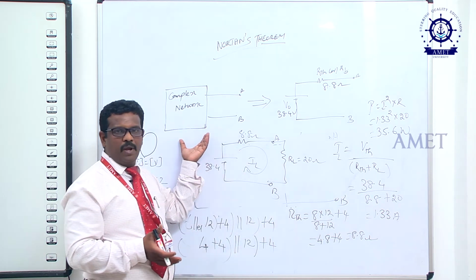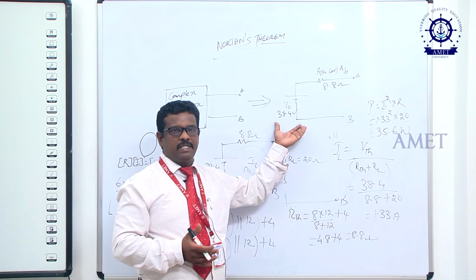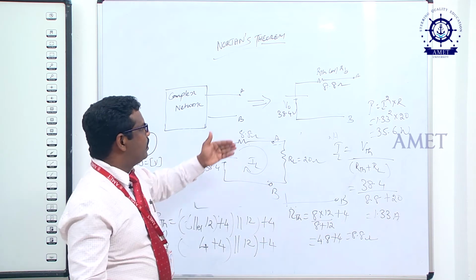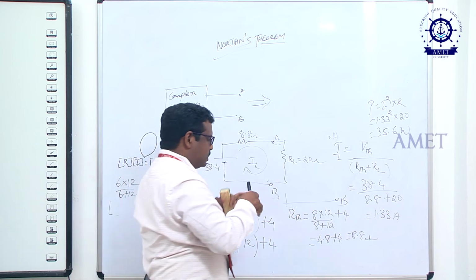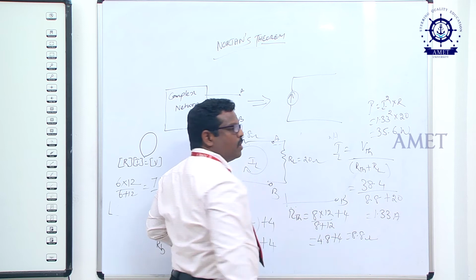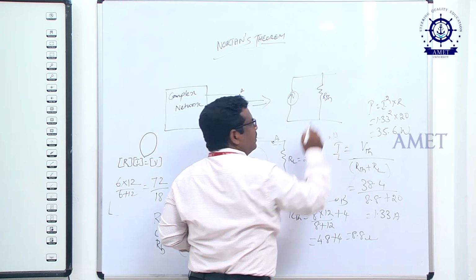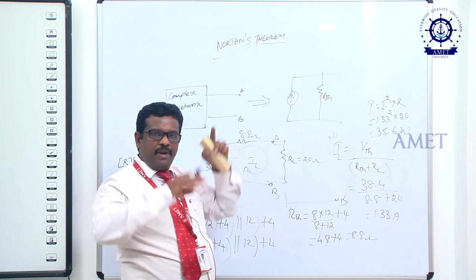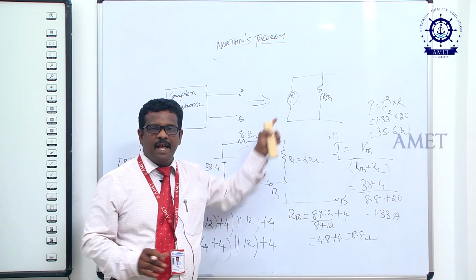A complex network can be reduced, in Thevenin's theorem, to one voltage source in series with a resistance. Similarly, here you are going to reduce it to one current source in parallel with the resistance. One current source in parallel with the resistance. In the previous Thevenin's theorem you calculated the voltage source, whereas here it is the current source.